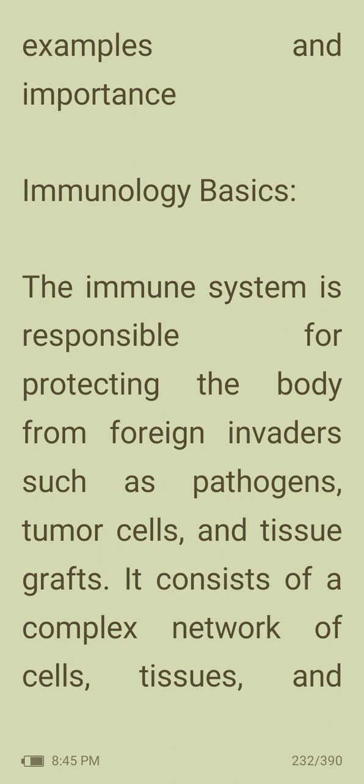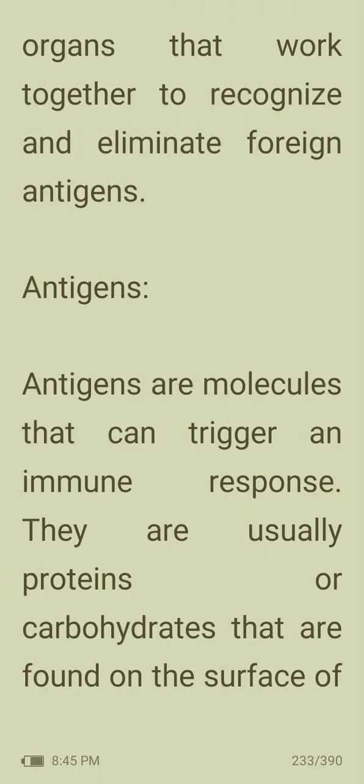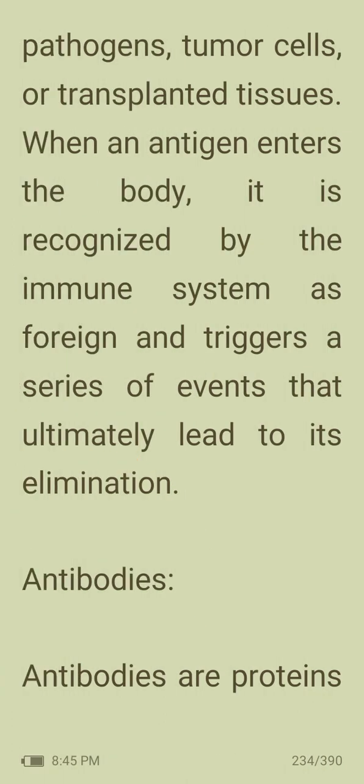It consists of a complex network of cells, tissues, and organs that work together to recognize and eliminate foreign antigens. So when we learn about that, we can see antigens are there. Antigens are molecules that can trigger an immune response. They are usually proteins or carbohydrates that are found on the surface of pathogens, tumor cells, or transplant tissues. When an antigen enters the body, it is recognized by the immune system as foreign and triggers a series of events that ultimately leads to its elimination.